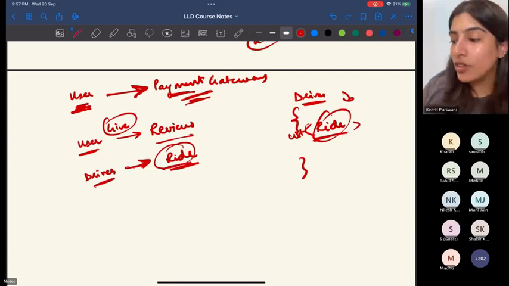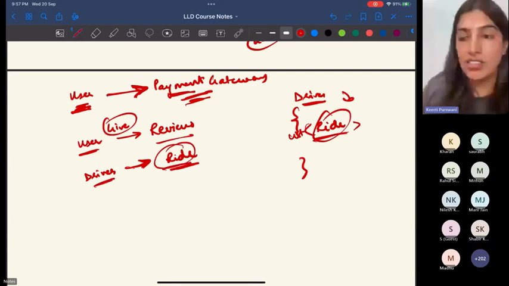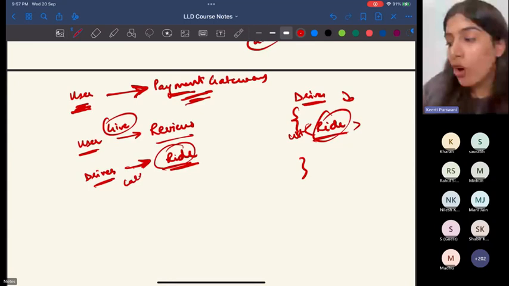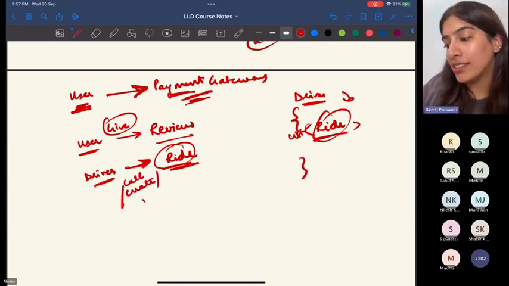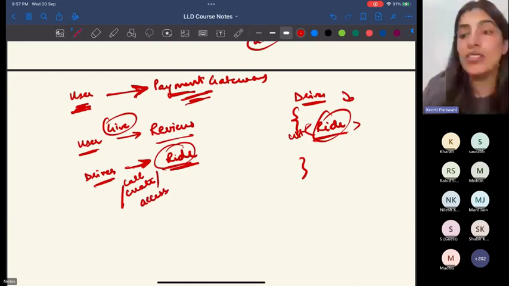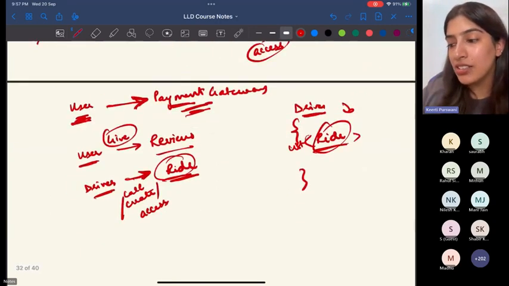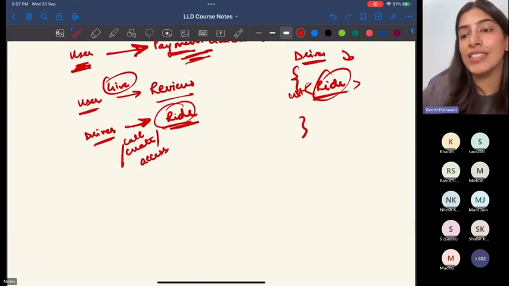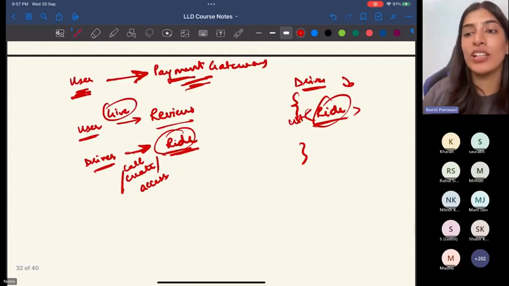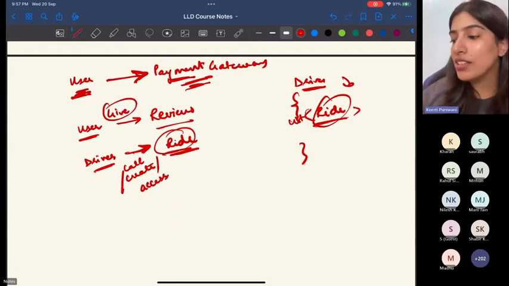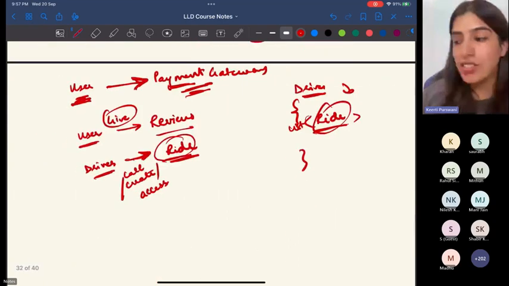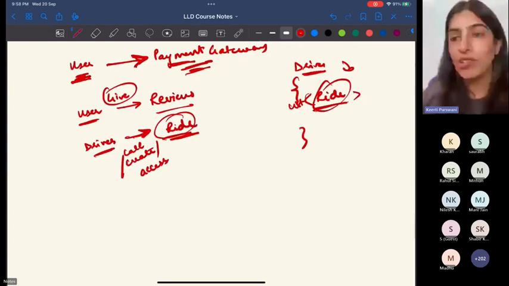Otherwise, it will be a calls relationship, an access relationship, that can call or access ride or create ride, right? So we have to start thinking: will it be a has-a relationship, will it be an is-a relationship, or will it be a simple one where you can just access another class, or can both classes access each other? Can you give me an example of bidirectional association, where both classes can call each other?